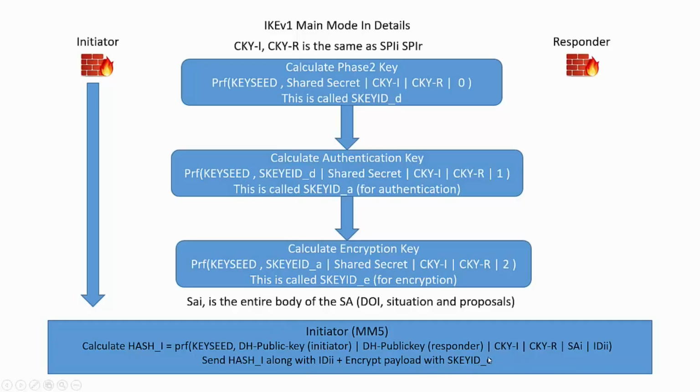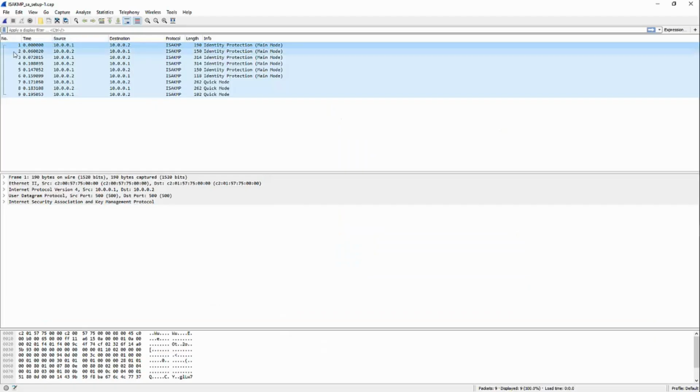And then it's going to send this hash, along with the ID of the initiator, and it is going to encrypt the payload with SKEYID_e. So message 5 is encrypted. It includes the hash that was calculated, and it's going to send message 5 to the responder.